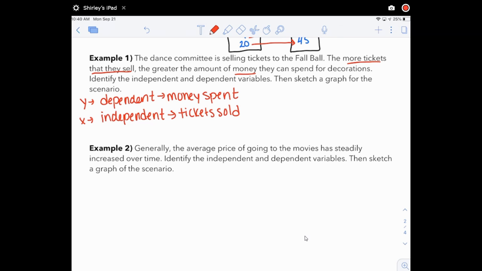So again, the money that I have to spend on decorations for the dance is completely dependent on how many tickets I sell. If I don't sell any tickets, then I don't have any money. However, if I sell 2 tickets, then I start gaining more money.